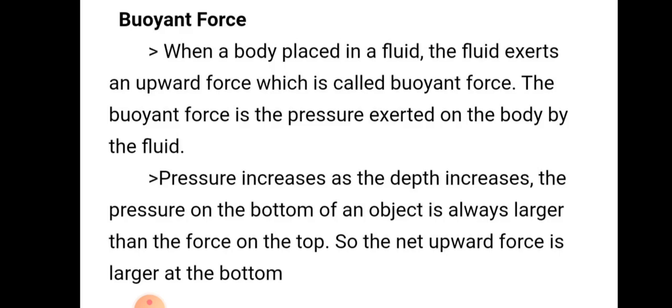Buoyant force: when a body is placed in a fluid, the fluid will exert an upward force on the body, which is known as buoyant force. Buoyant force is actually the pressure exerted on the body by the fluid.